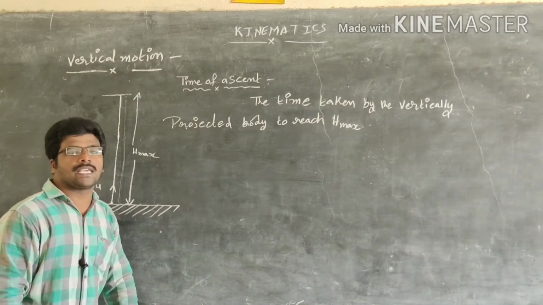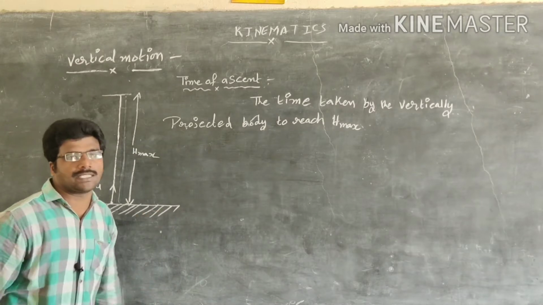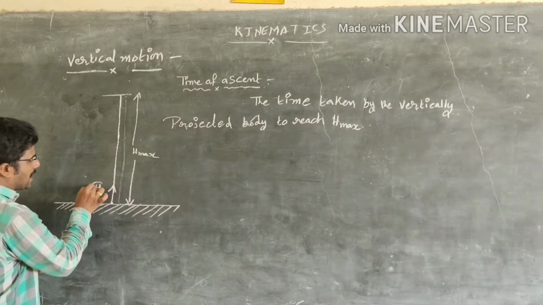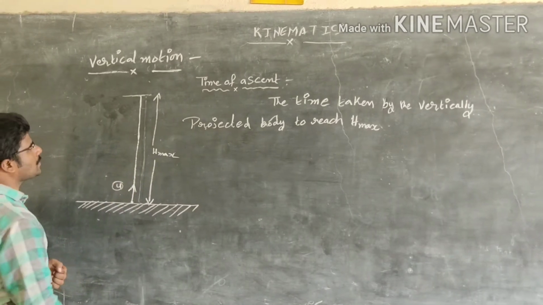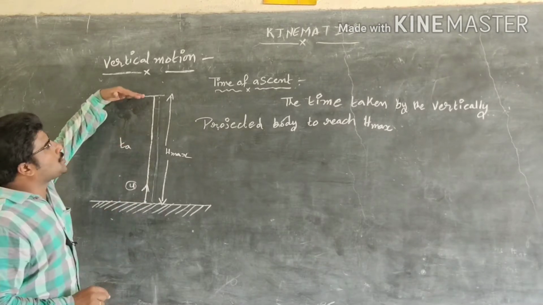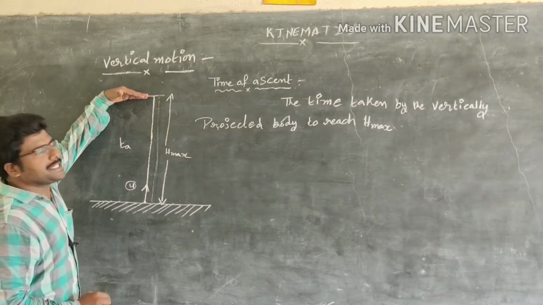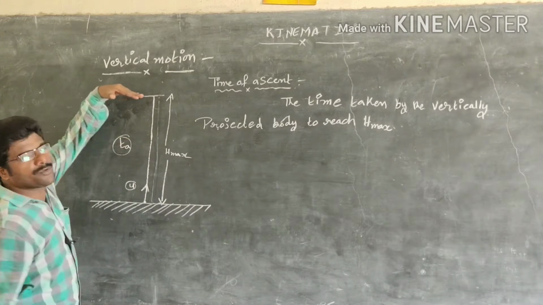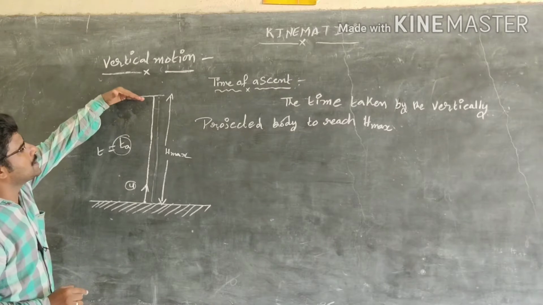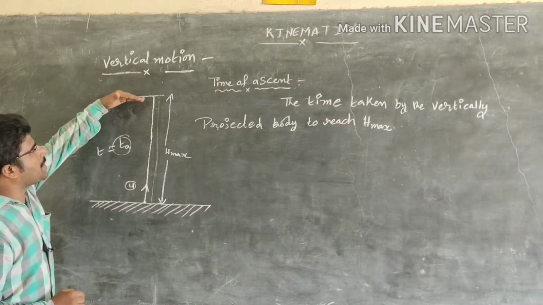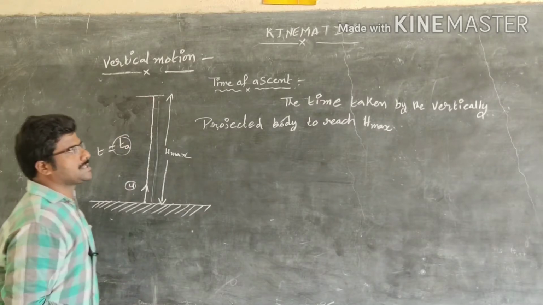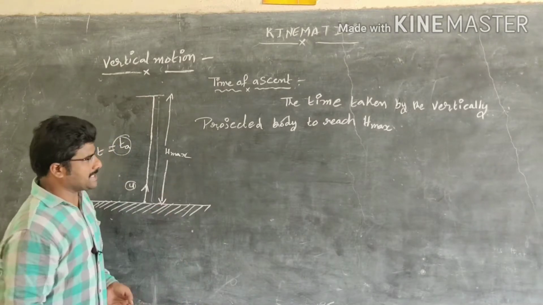Now we are going to see the formula for time of ascent. Let us consider a body is projected with a velocity u and Ta be the time taken to reach the maximum height. Here Ta represents time of ascent. So in place of t, we are going to take Ta, the time of ascent to reach maximum height.